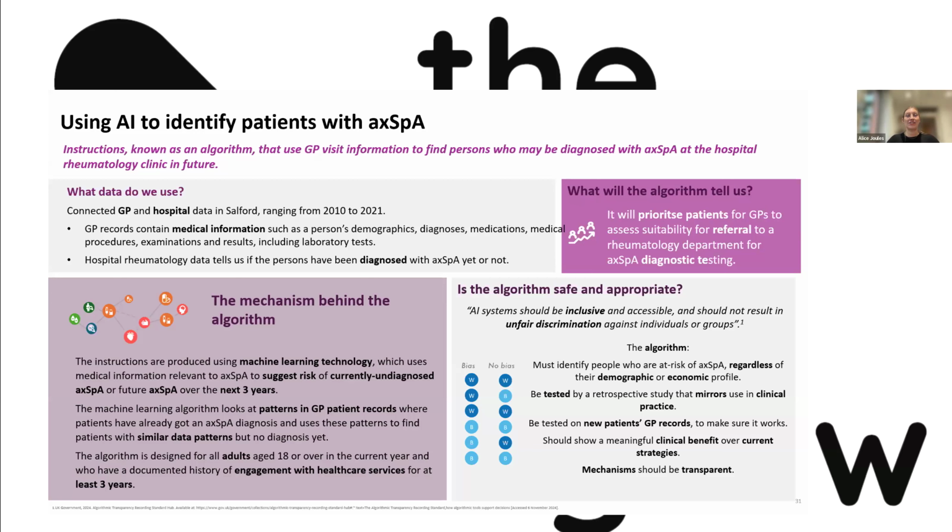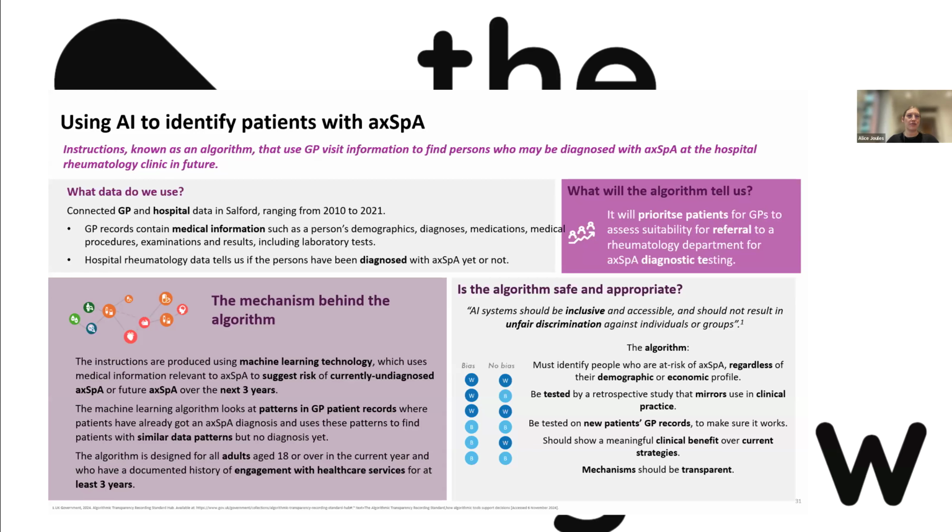So, as John was describing, and as I've written in the top left-hand side box of this slide, these instructions are going to be learned from GP medical records, as well as hospital data, which tells us whether or not a person has a diagnosis of axSpA.